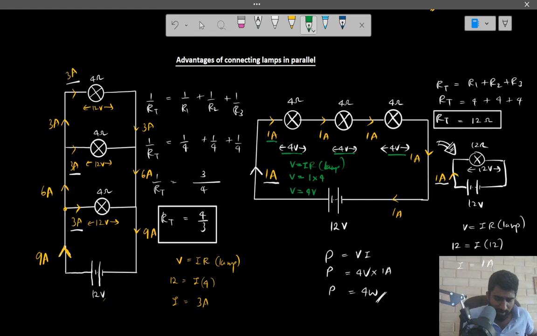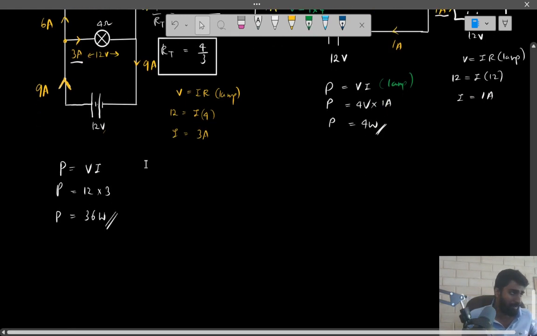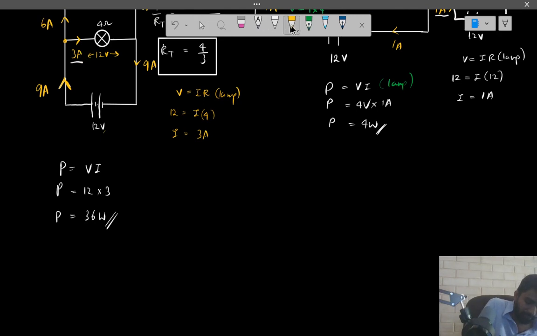Then I can calculate the power of a lamp in a series circuit. Voltage is 4 volts, current is 1 ampere, so I get 4 watts. And if I do the same thing for a lamp in the parallel circuit, here I have 3 amperes, here I have 3 amperes, right? And 12 volts, then I get 12 times 3, 36.